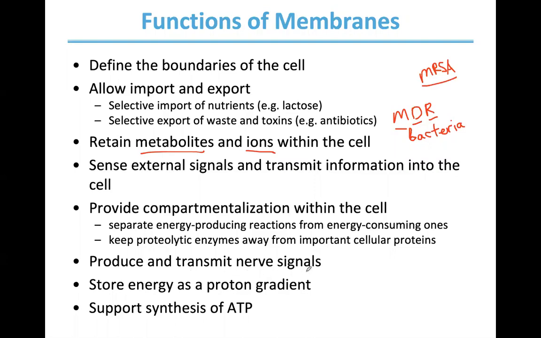Produce and transmit nerve signals. So we talked about neurons a little bit. Store energy as proton gradient. So that's biochem 2. You will study that in biochem 2, specifically how the proton gradient is generated and how the energy is generated from that and how the ATP is synthesized from the energy separation in mitochondria.